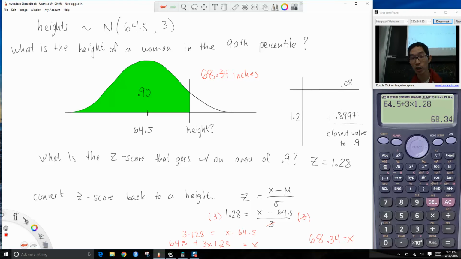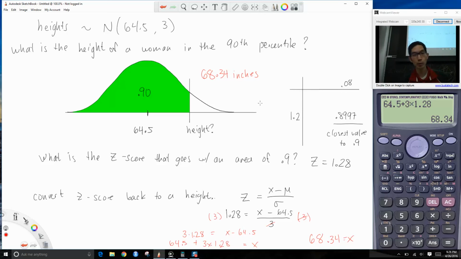So off the chart, I'm looking for the area that's closest to 0.9, and that's 0.8997. And 0.8997 corresponds to z equal to 1.28. So it's the same process but backwards. This time I'm starting with the area, going from the area back to a z-score, and with the z-score I'm going back to a height. In the other problems, you started with the height, turned it into a z-score, then turned it into an area. So this is the process but backwards.